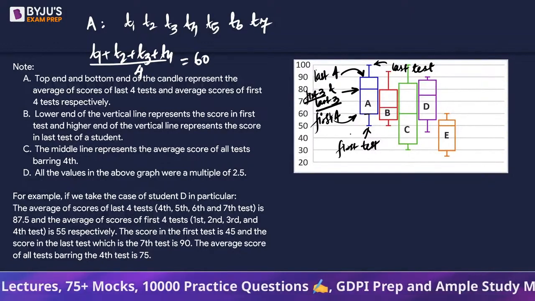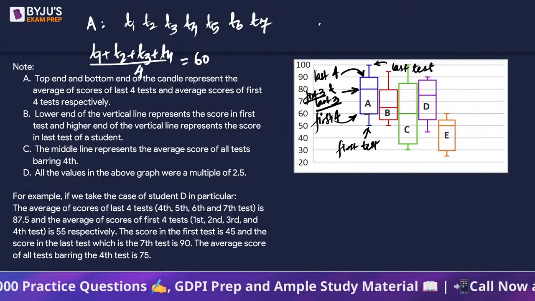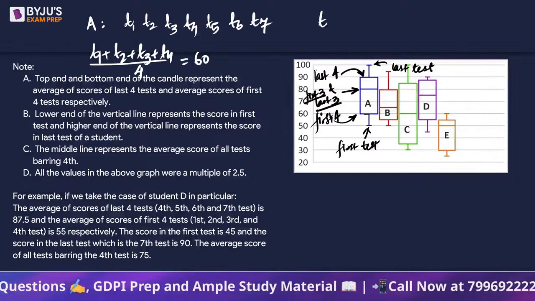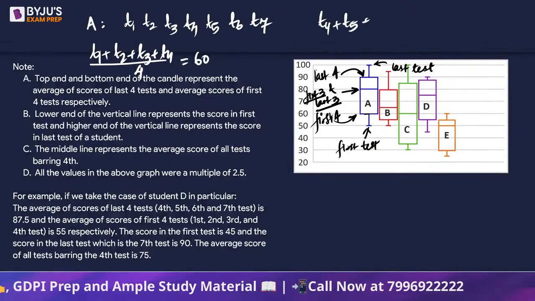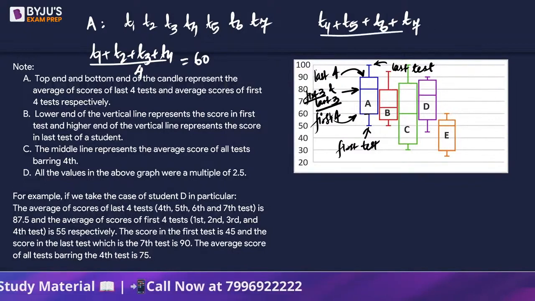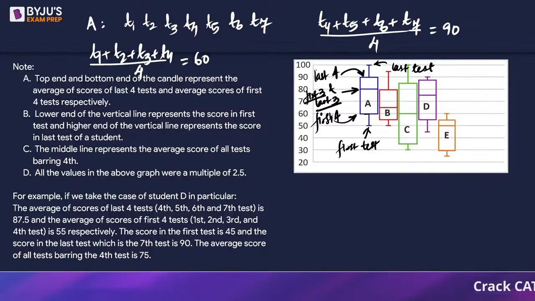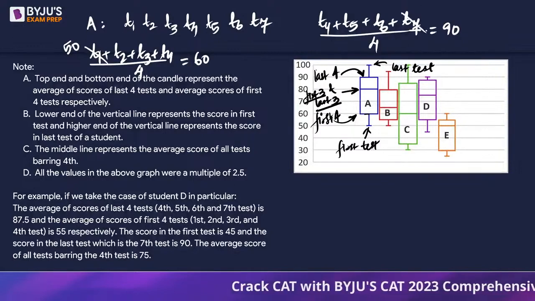Okay. Now, if we talk about the last 4 tests, we can write this as T4 plus T5 plus T6 plus T7, divided by 4, since the average of the last 4 is taken. This is going to be the top, the upper part of the candle, which is 90. And then the middle one, okay. The bottom one is 50, that is our first test, and topmost is 100, that is our 7th test.